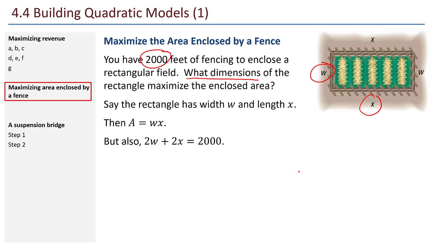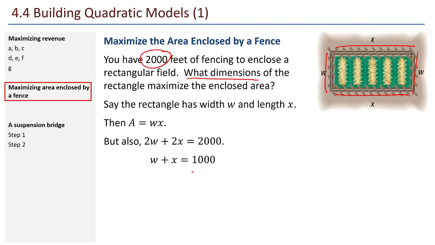Well, the perimeter of the rectangle is going to be 2000. And so adding up all the sides of fencing, W plus X plus X, that's 2000. 2W plus 2X is 2000. Let's divide both sides by 2.